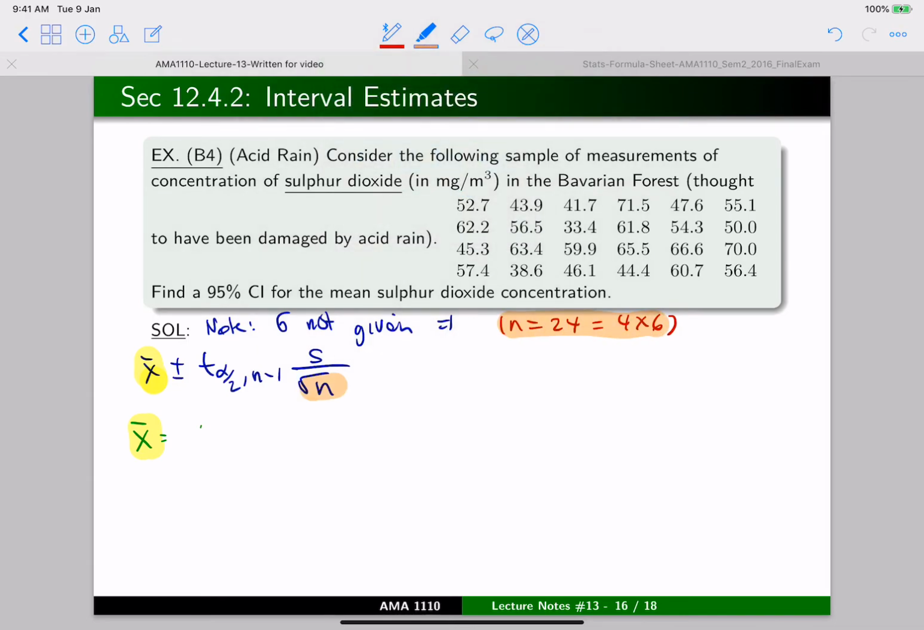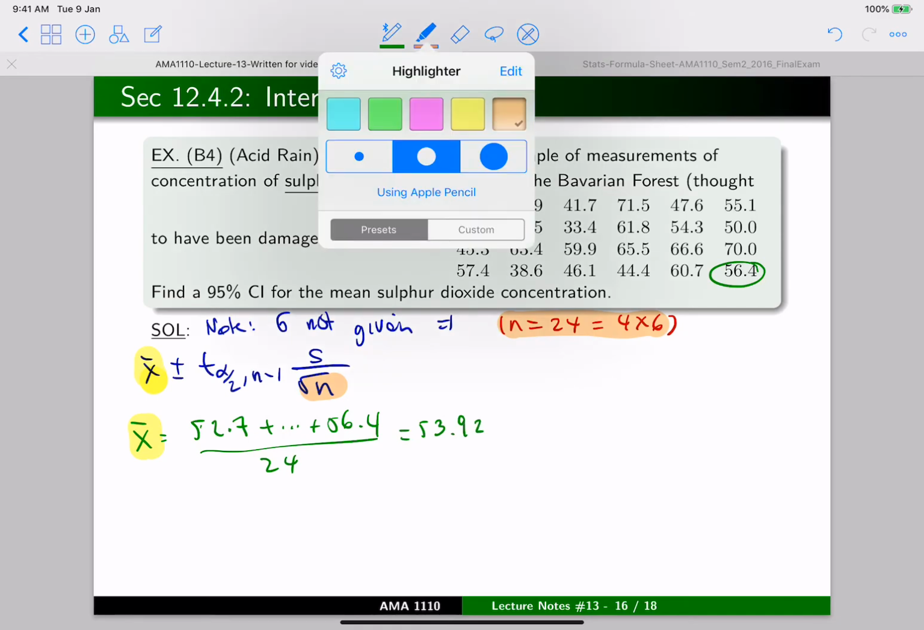Now I'm not going to do everything. 22.7 plus all the way down to the last figure, 6.4, divided by 24. In this case, it's just going to be 53.92 milligrams per meter cube.